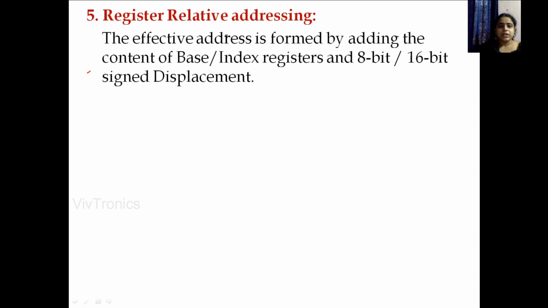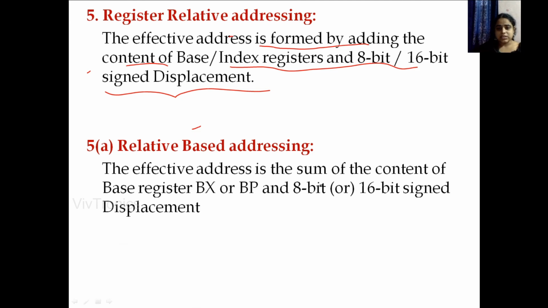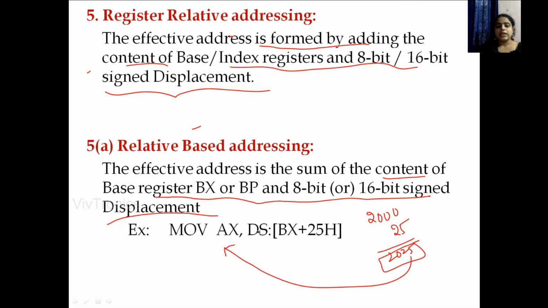Okay, so this effective address is formed by adding the content of base or index registers and an 8-bit or 16-bit signed displacement. So there will be a signed displacement, 8-bit or 16-bit, that gets added to our BX or SI registers. The first one is relative based addressing. The effective address is the sum of the content of base register BX or BP and an 8-bit or 16-bit signed displacement. That means MOV AX, [BX+25]. Suppose in BX there is the value 2000, it will add 25 to that, so the data from 2025 is copied to our AX register.